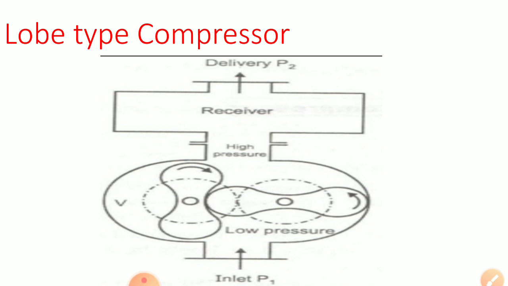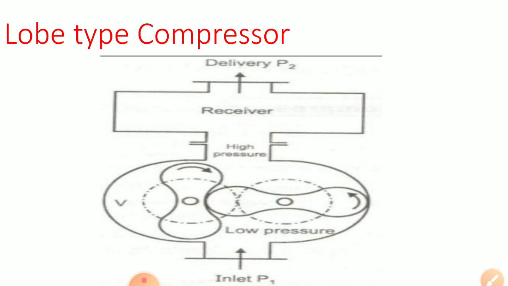Today we are going to discuss a lobe type compressor. As we know, the function of a compressor is what? To compress the given fluid to a higher pressure and then use that compressed fluid for different applications. So the function of a compressor is the same for all kinds of compressors.